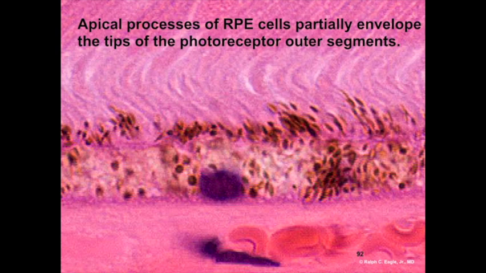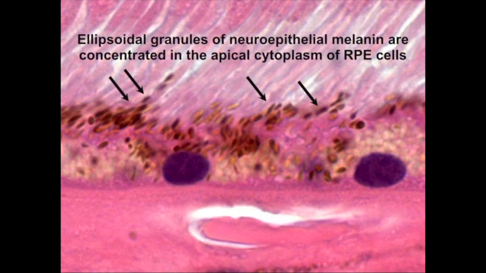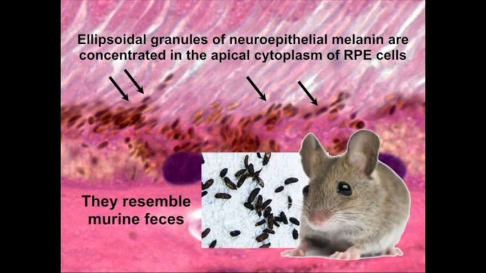The RPE is derived from the outer layer of the optic cup. The apices of the RPE cells project into the subretinal space, where apical processes partially envelop the tips of the photoreceptor outer segments. Large ellipsoidal granules of neuroepithelial melanin are concentrated in the apical cytoplasm of the RPE cells. The nuclei of the RPE cells are present in the basal cytoplasm, abutting the inner surface of Bruch's membrane. The shape of the RPE granules is reminiscent of mouse droppings.